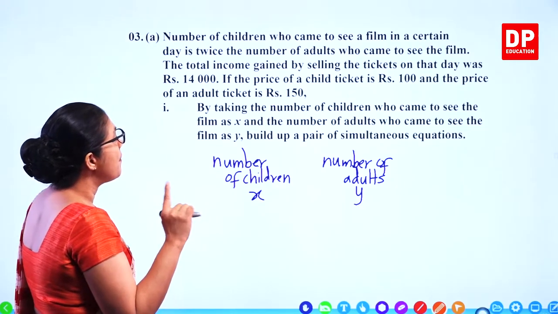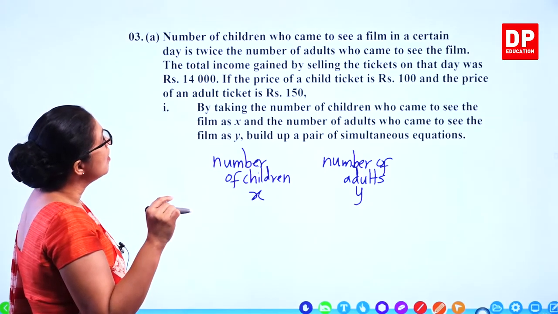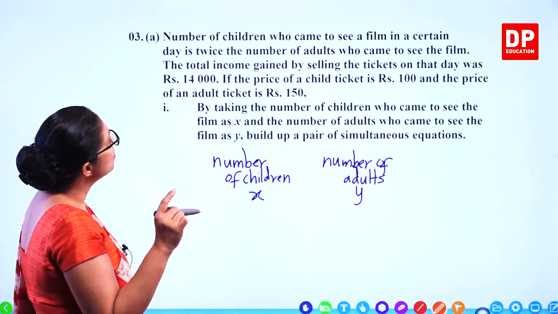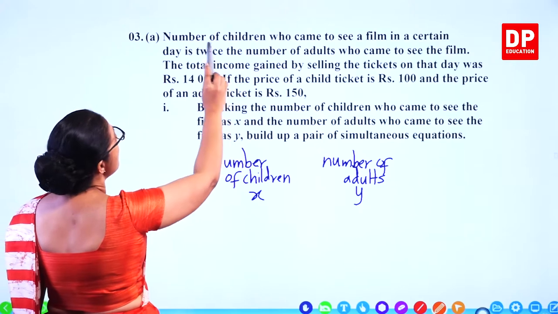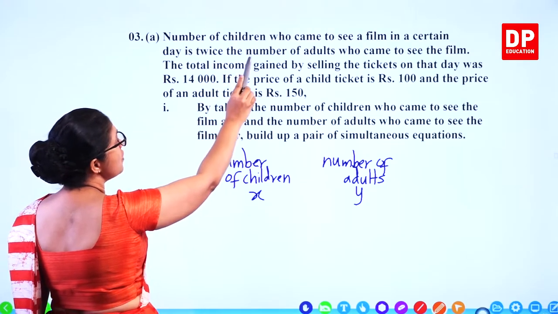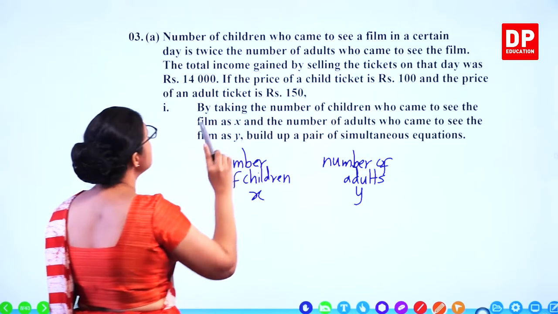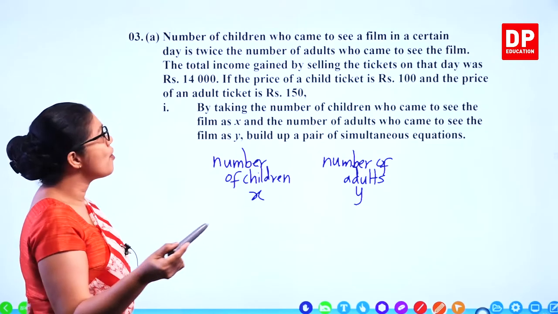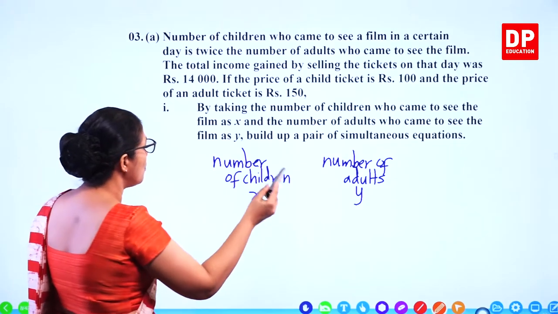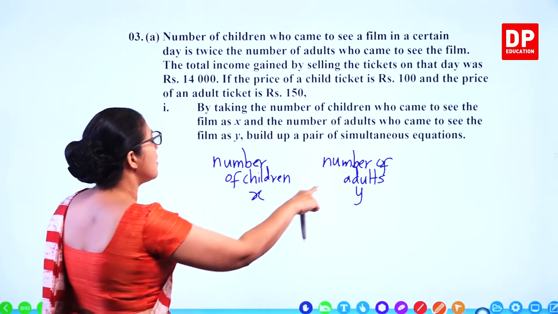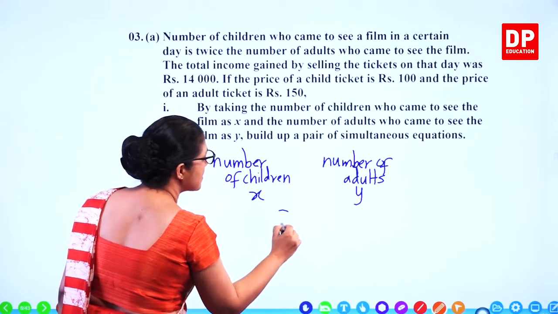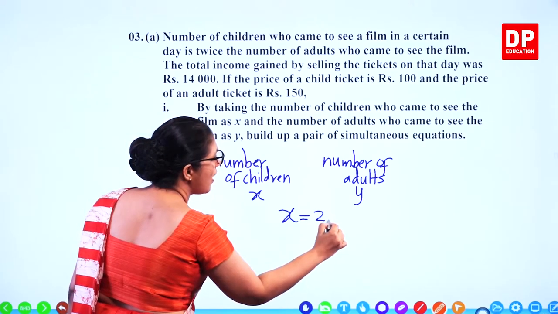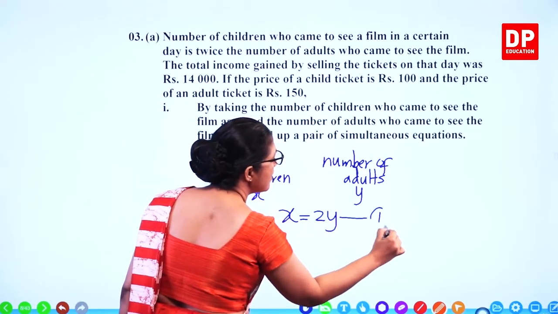Then build up a pair of simultaneous equations. So what's the first thing we can do? We can say the number of children who came to see a film on a certain day is twice the number of adults. So if adults is Y, what is X? X becomes 2Y. That's the first thing you can write.